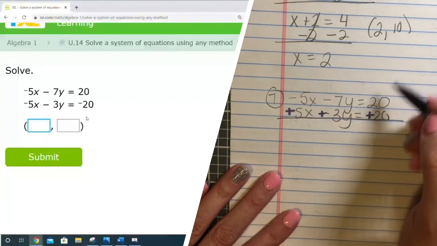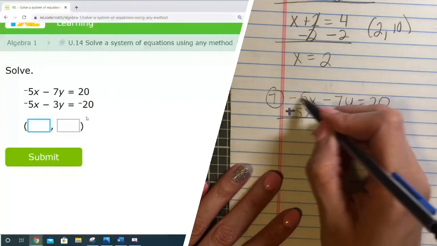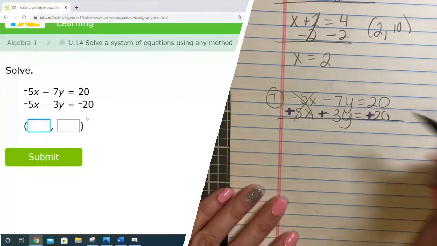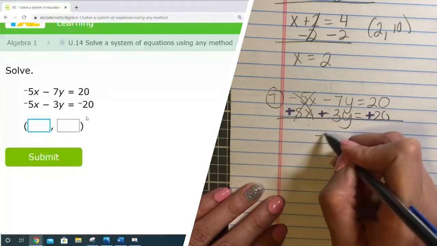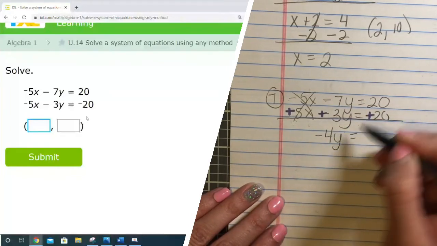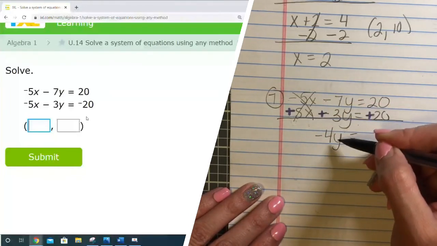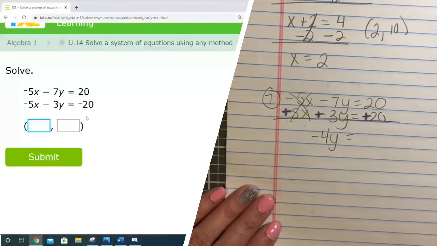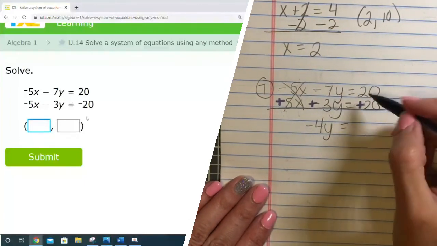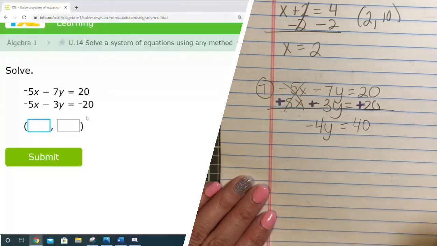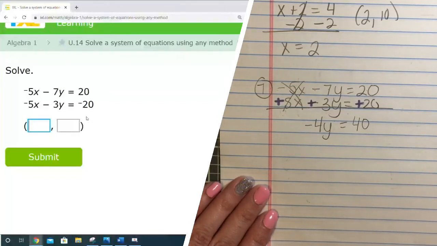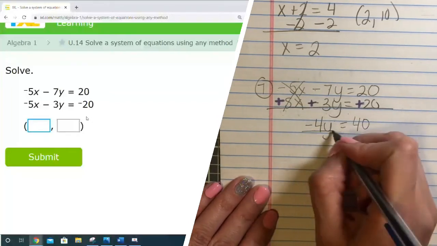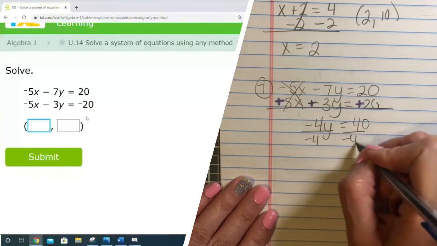Just add down normally. So -5 plus 5 is 0. -7 plus 3 is -4y's. And again, they do need to be lined up with like terms in order for you to add them together. And then 20 plus 20 is 40. And see how we created a nice, simple equation to solve for? All we do is just divide by -4.